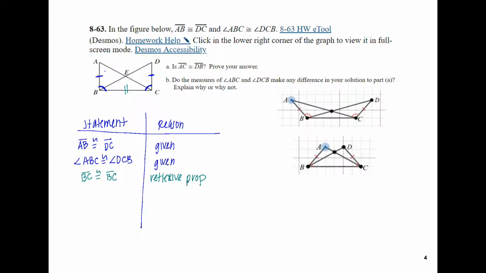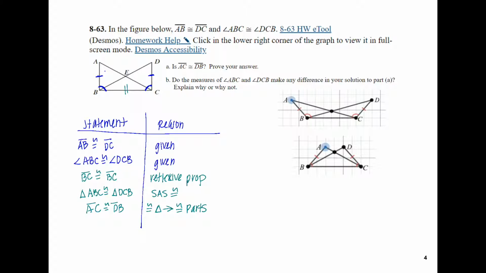Which I then can conclude that triangle ABC is congruent to triangle DCB because of side angle side congruency. Therefore, I can conclude that AC is congruent to DB because if we have congruent triangles, it implies that we have congruent parts.